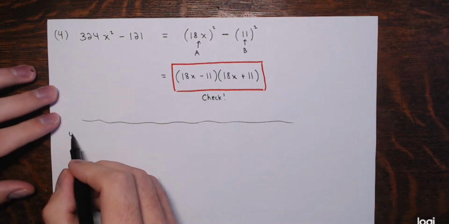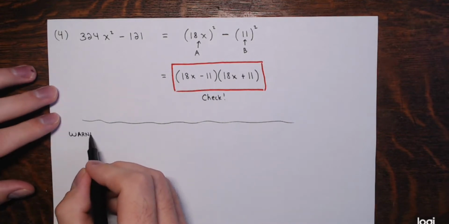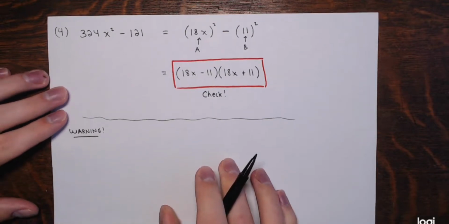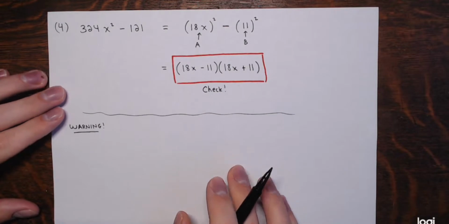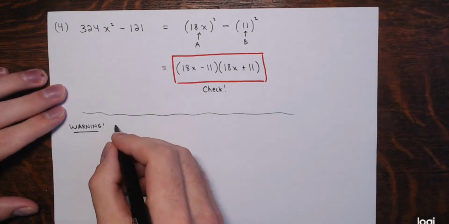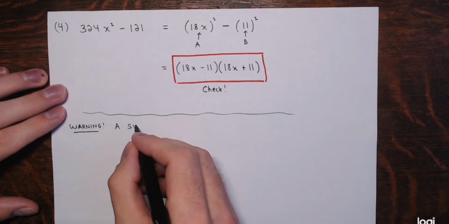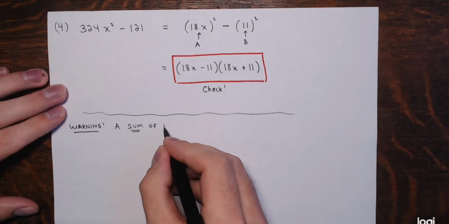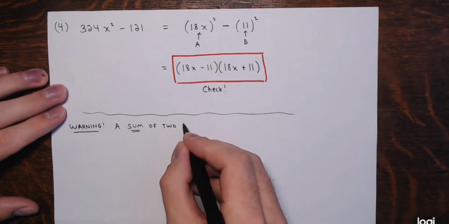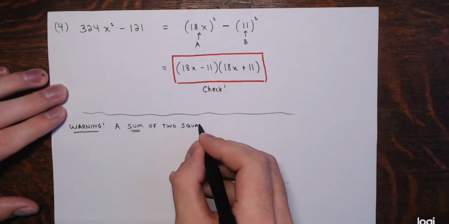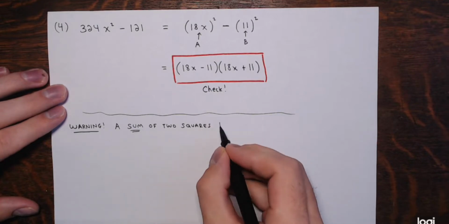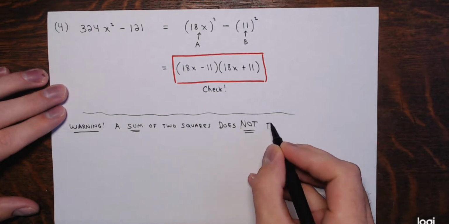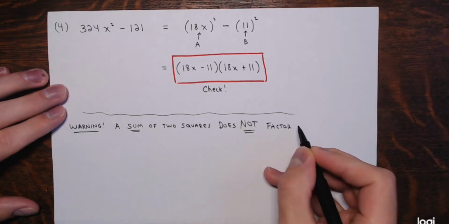Alright, now here's a warning for you. We've seen a bunch of factorizations of the difference of two squares. A sum of two squares does not factor over the integers.